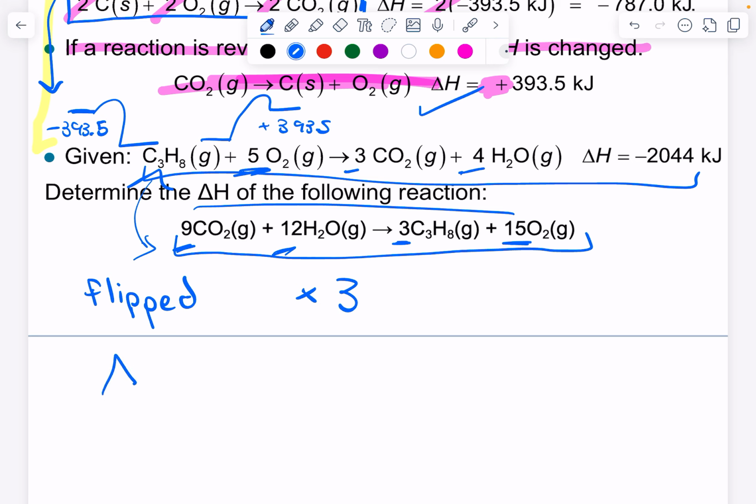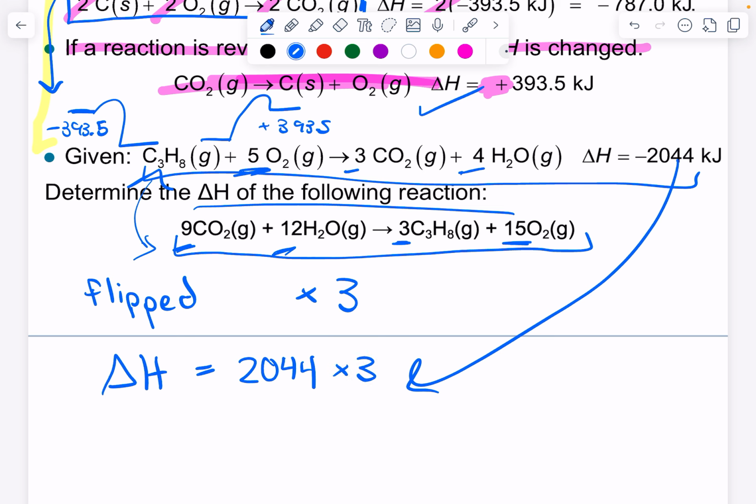So if I want to know what the new enthalpy is, I'm going to have to take this value. I'm going to change the sign because I flipped it around. So now it's positive 2044. And I'm going to multiply it by 3 because I multiplied all the coefficients through by 3. So the overall change in enthalpy is 6,132 kilojoules for this reaction.